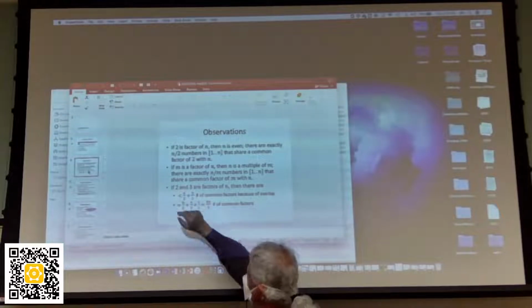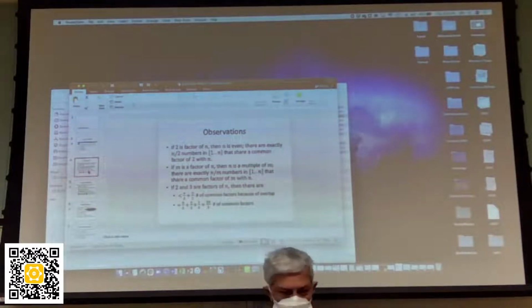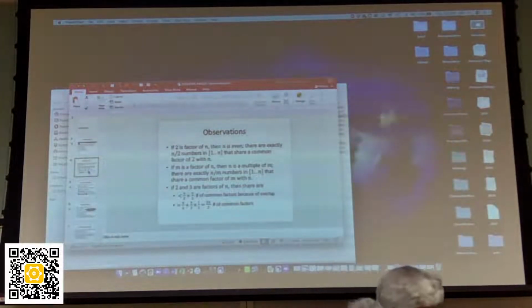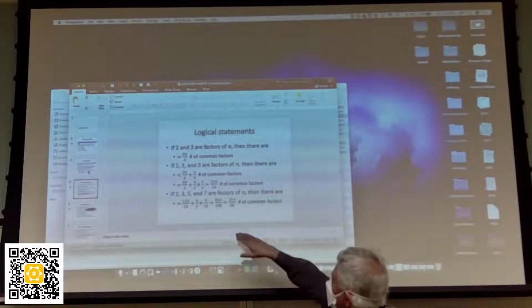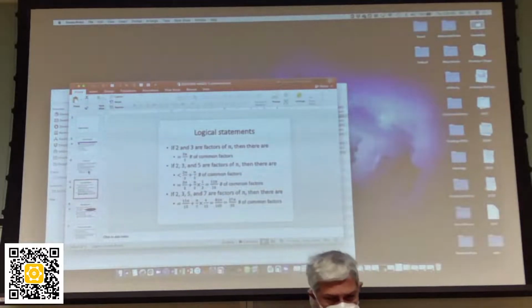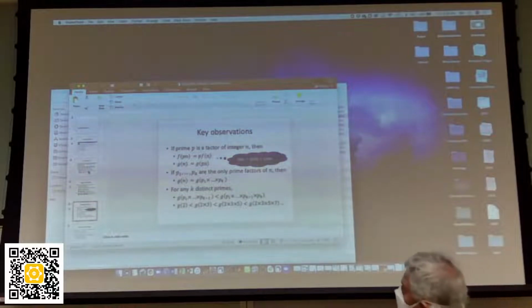What if you have more than one factor? If 2 and 3 are both factors, then I showed you how you could count this, right? And then we went to what happens if you have 2, 3, and 5, and then 2, 3, 5, and 7, and I showed you how to do this counting. I don't want to go over this again, but we did this last time. So the key observations are here.